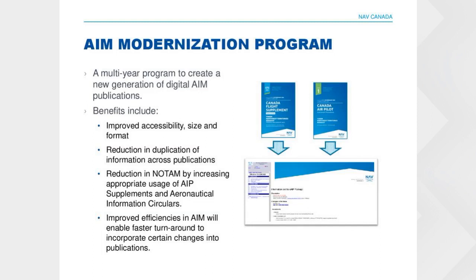That's definitely a benefit to everyone with fewer NOTAMs. And then it will also improve some efficiencies within AIM to enable a faster turnaround to incorporate changes into the publications. As you know now, there's a process. We're working on publications well in advance, so getting the changes in with a 56-day publication doesn't happen as quickly as we would like.